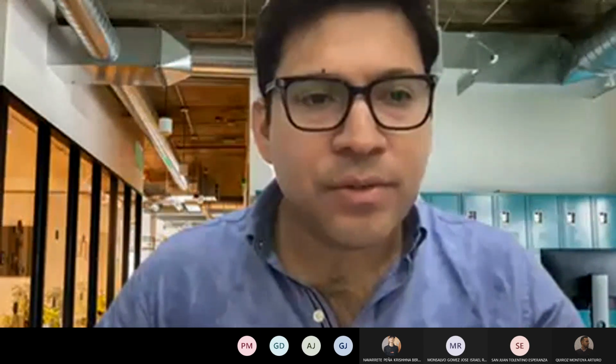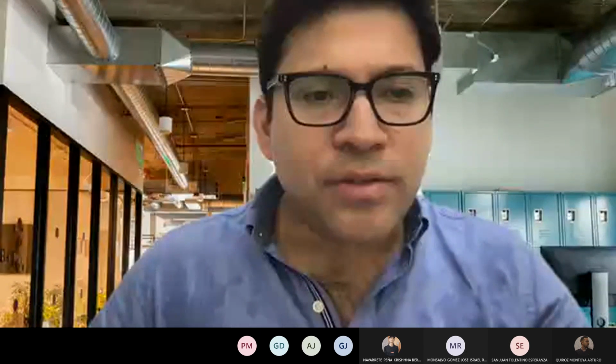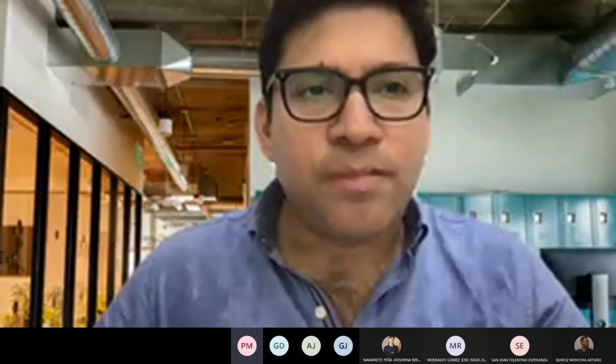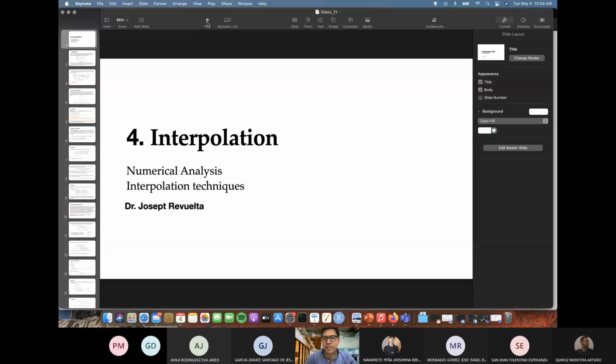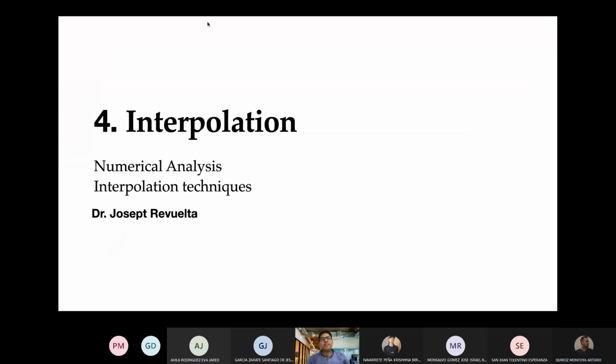As I told you, we are going to start a new topic. Essentially, this topic is about interpolation. Can you see the presentation? Yep. Okay. We're going to start with interpolation, and interpolation techniques would be a good subtopic. This is two before the last class, the last unit. So we are very close to the end of the class.